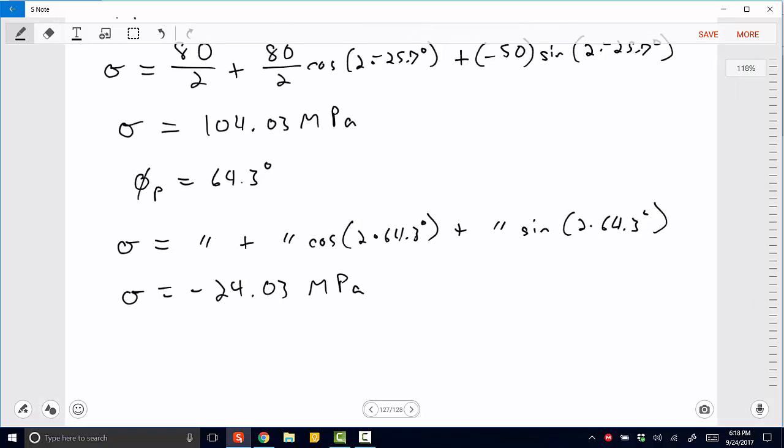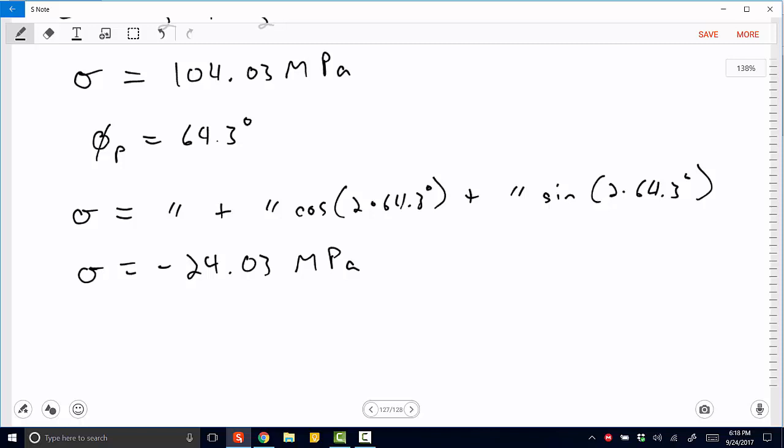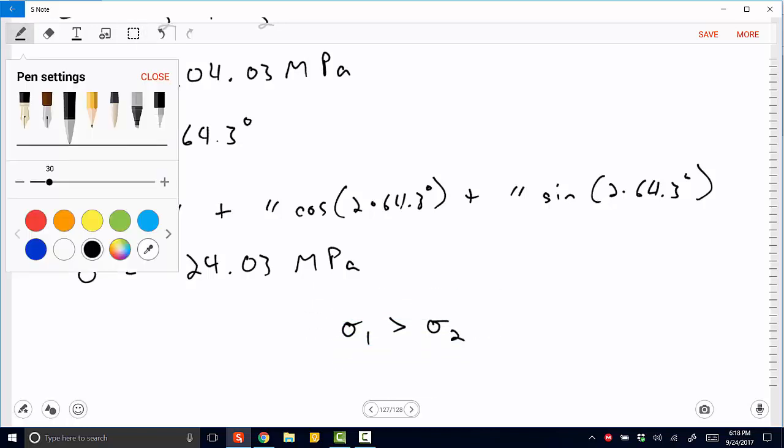So now we've got our two principal stress values. And then what do we need to remember? We need to remember that sigma 1 is greater than sigma 2, right? Got to remember this relationship.